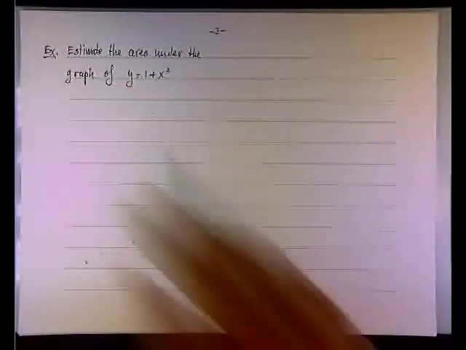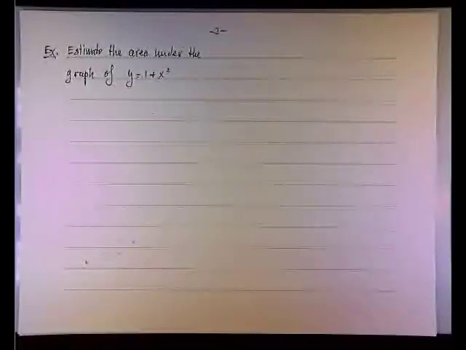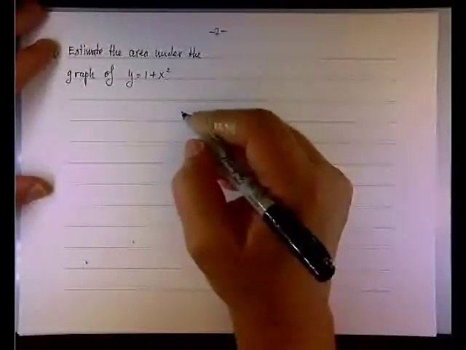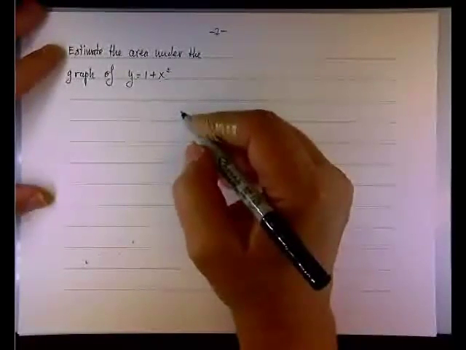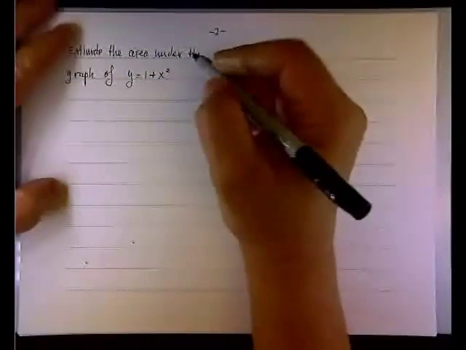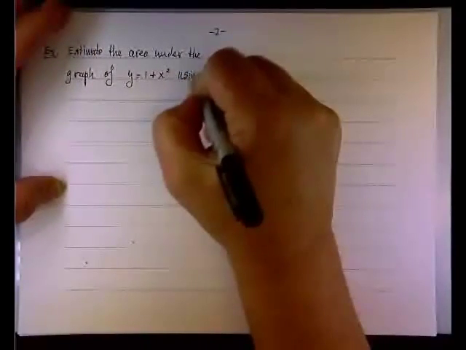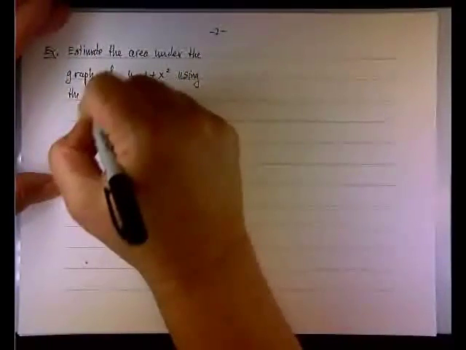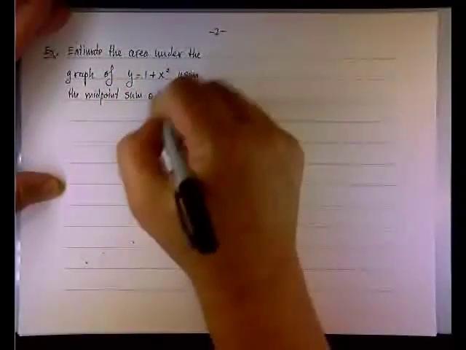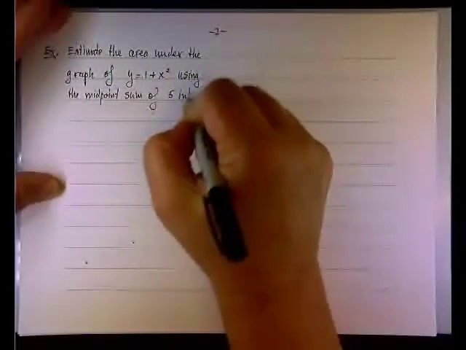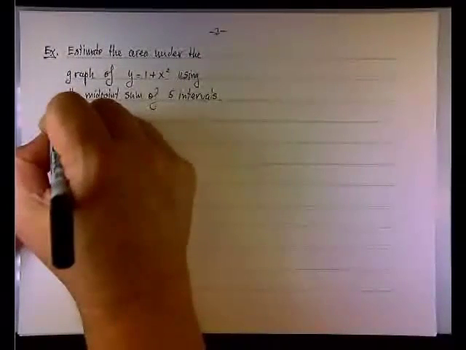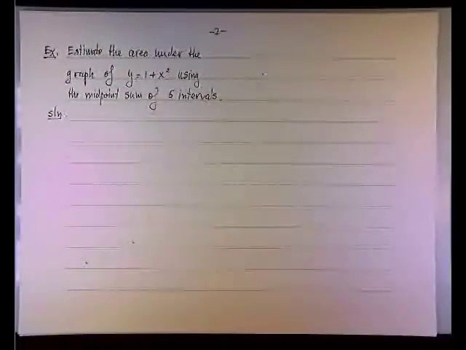So this is similar to the previous problem, but what I want to do is use the midpoint sum of 5 intervals. So let's see how this solution is different than everything before.